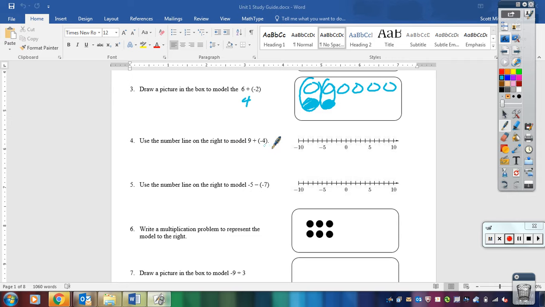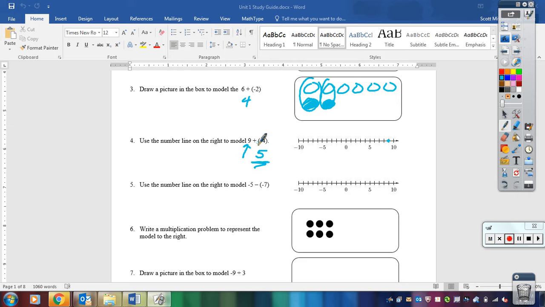Use the number line to model 9 plus -4. I start with the first number, just like I started with 6 here. Start with the first number, which is 9. Here's a tip for you. You know what the answer is going to be. These two numbers fight. The positives win by 5. So I know my answer is going to be 5. I'm going to end up at 5.